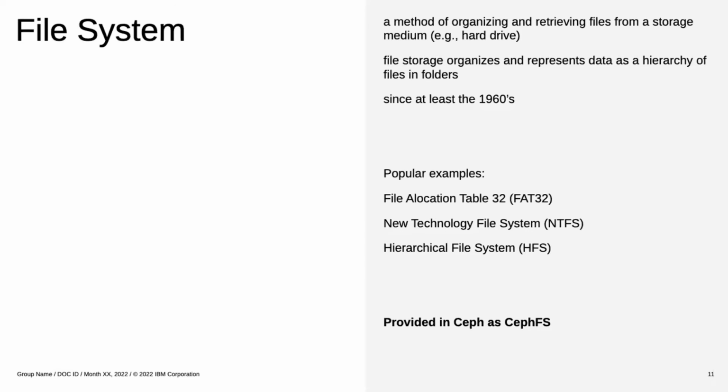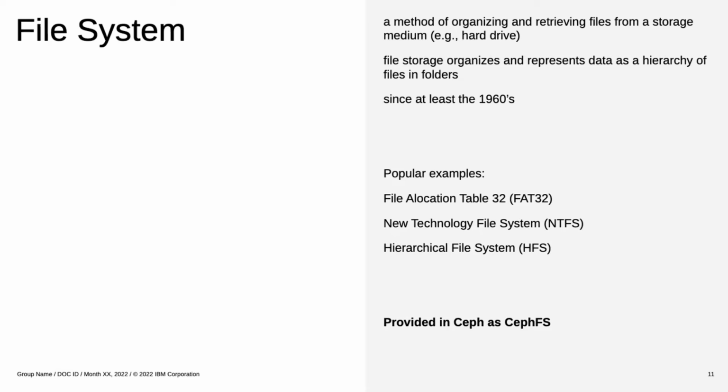So when I got to trying to find definitions for the types of storage that Ceph provides, it didn't work out as well and it wasn't quite as helpful. We want to store files. Files go in the file system. What's a file system? Method of organizing and retrieving files from a storage medium like a hard drive. That's not particularly insightful, but we don't have to overthink this.